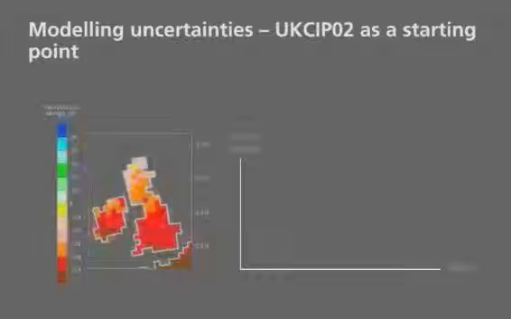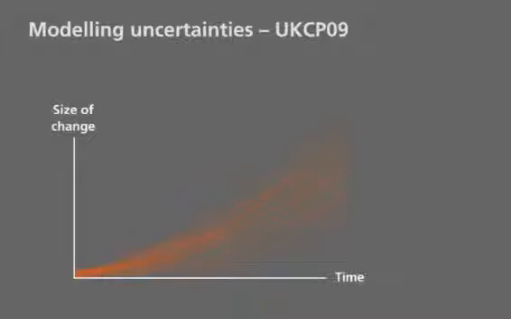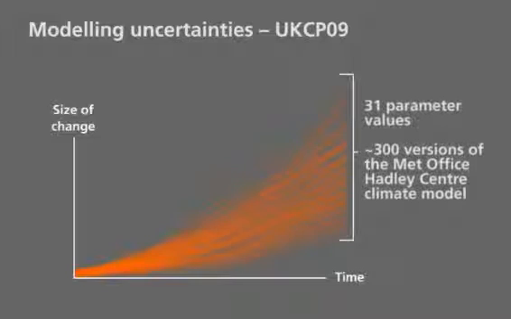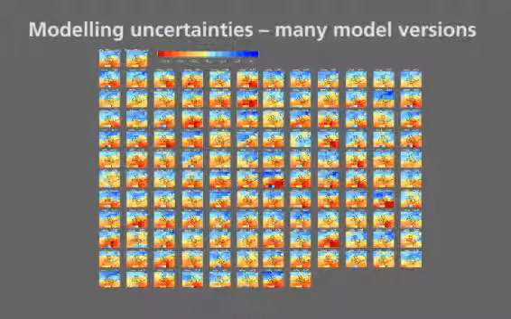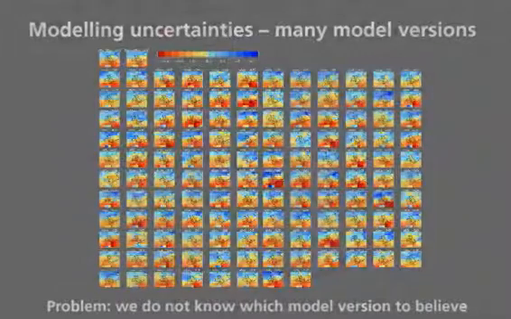In UKCIP02, the model was run just once to produce the outputs that you have probably seen. In UK CP09, the big difference is that the model is run over 300 times, and each time the model is run, some of the 31 parameter values are altered within plausible limits. If we were to look at all of those outputs, it might look something like this. The problem is we don't know which model version to believe.